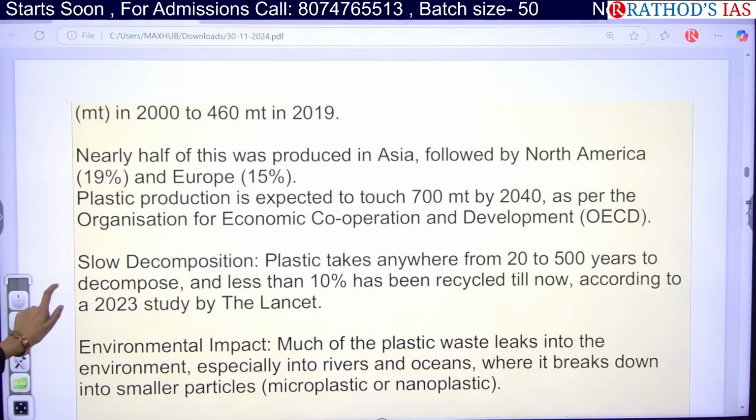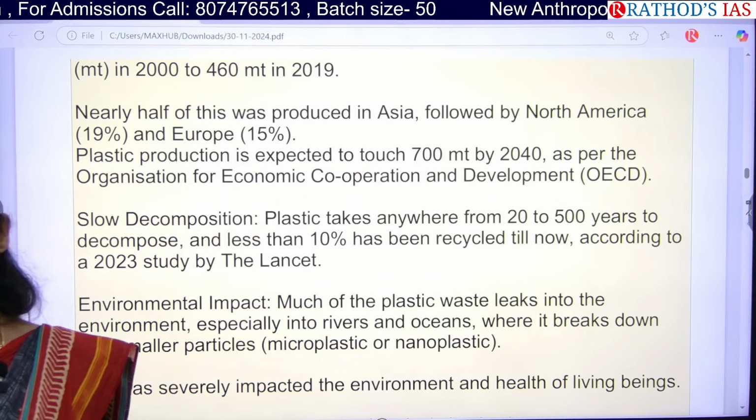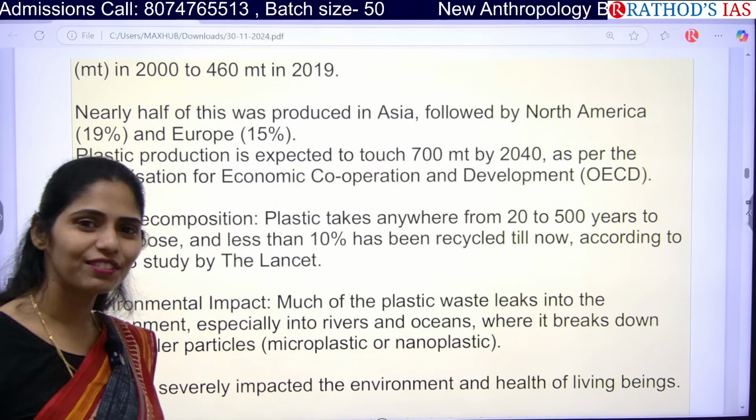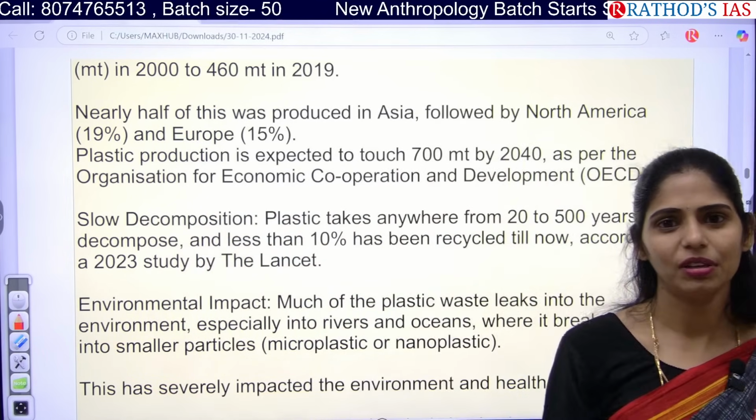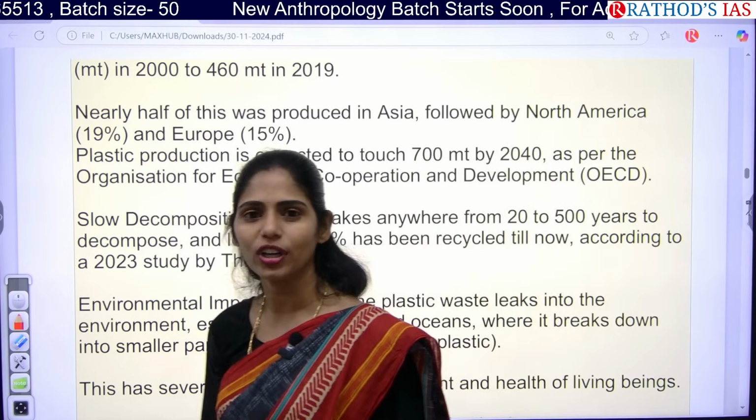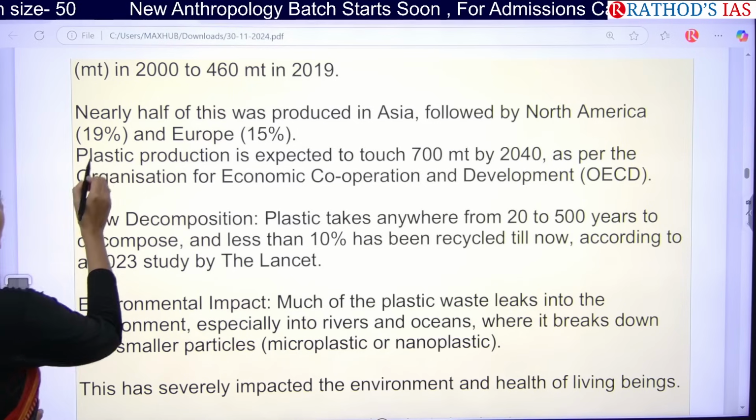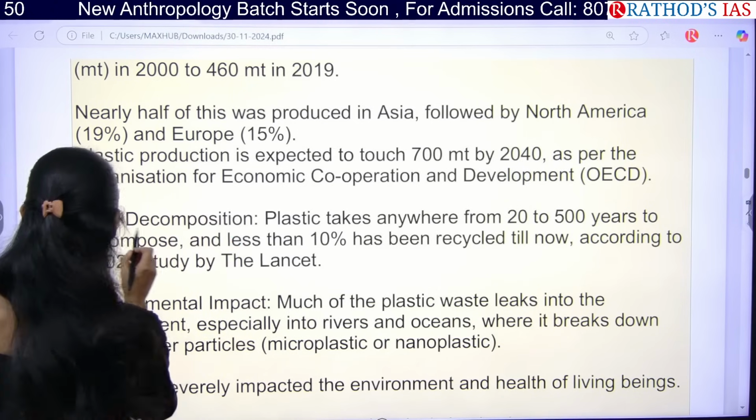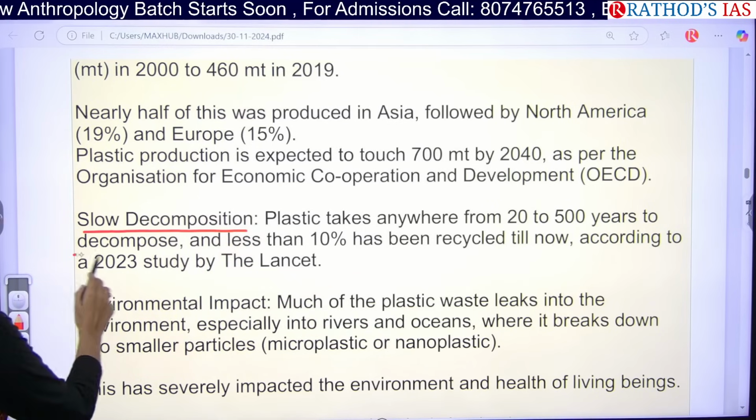The problem here is plastic will decompose at a very slow rate, and even after decomposition it will become microplastic. That means the size is less than 10 mm. That will have greater penetration into the soil, greater penetration into the water, and even into human blood as well. So plastic decomposition is very slow. It takes anywhere from 20 to 500 years to decompose.